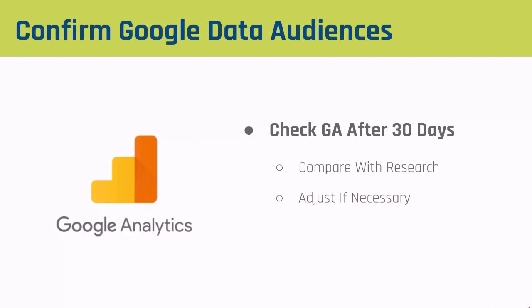Finally, confirm your Google data audiences. So I check this after 30 days, compare with your research and adjust if necessary. As you're getting further into this, you're going to identify some other opportunities for new Google data audiences to really go scale your campaigns. And that's the goal. Keep going back to the well and figure out what else can I test, what else can I try.